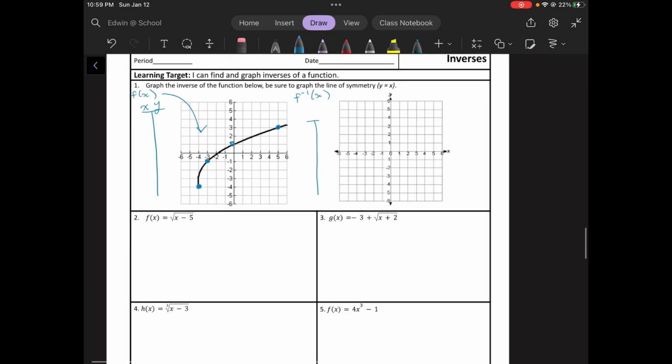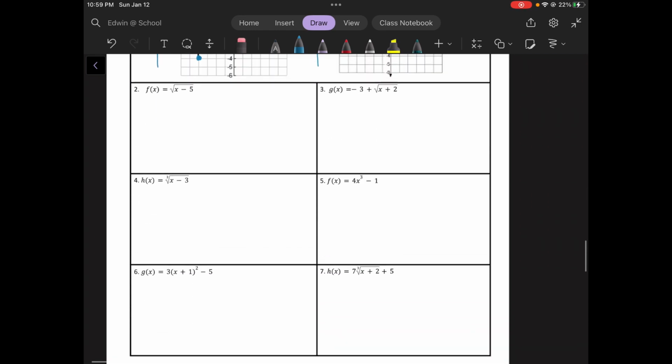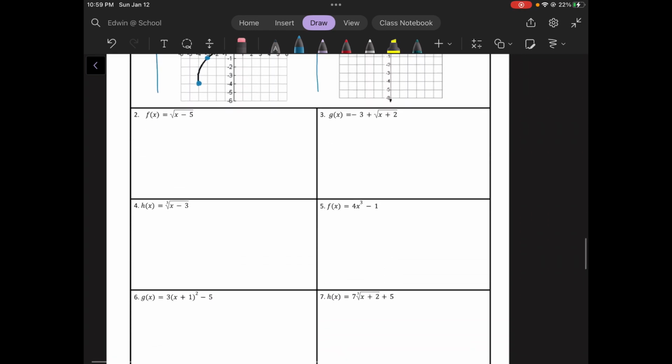But besides that, just practice your algebra. Make sure you know how to solve for any given variable, no matter where it is in the equation. And remember your inverse.